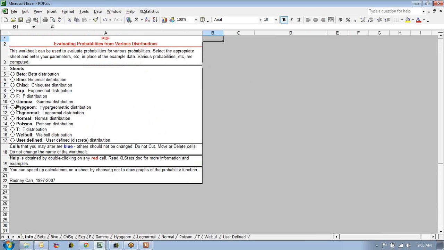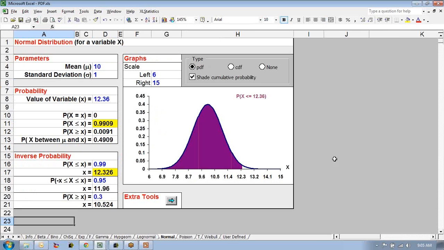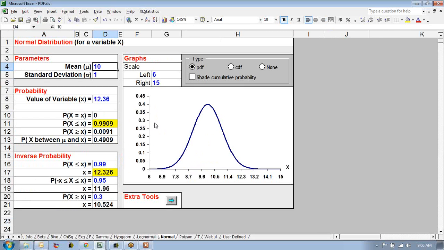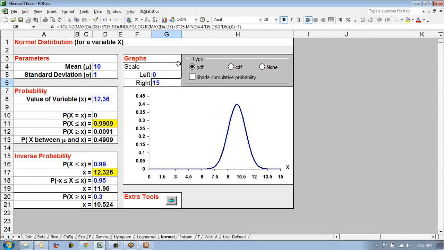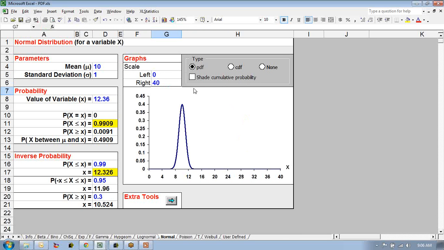However, let's take a look at the normal, and we didn't do this before. And I want to show you what happens when we change things like the mean. So I'm going to open this up a little bit so we can see. Let's go between 1 and, say, 40. Okay, so this is one with a mean of 10 and a standard deviation of 1. Let's change some of that.